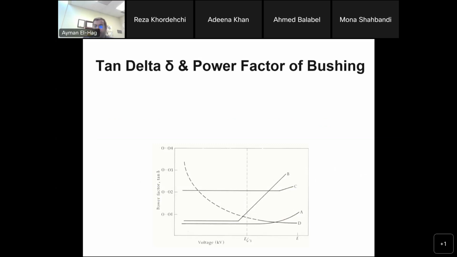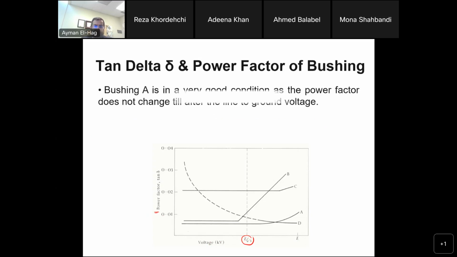Okay, so we have four bushings: A, B, C, and D. Let's try to understand what it means. Here the x-axis is the voltage that you apply. This is divided by root 3 to find the phase voltage. So this is the line-to-line voltage, and this is the phase voltage of your equipment. And here is the power factor, or the tan delta. This is the value of that.